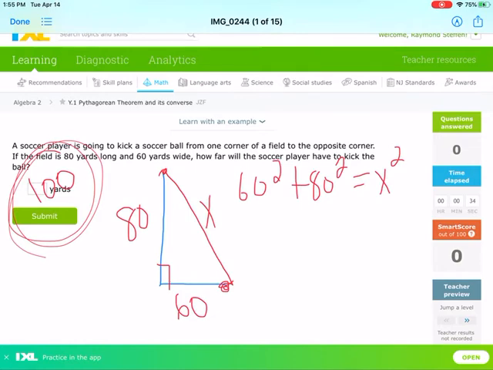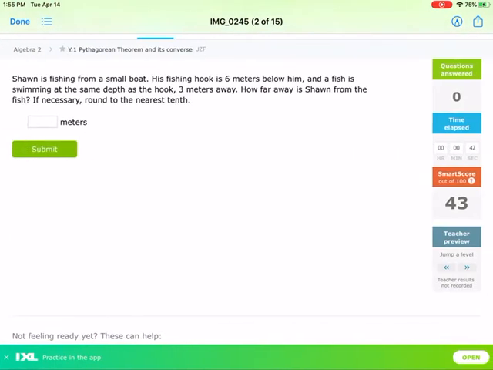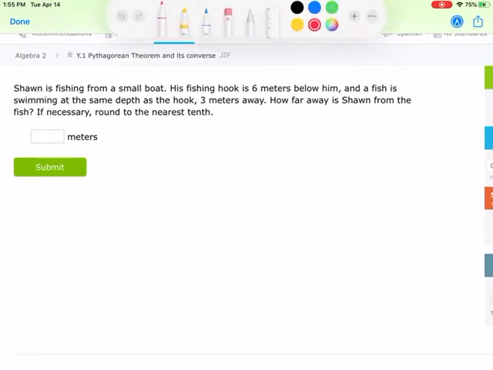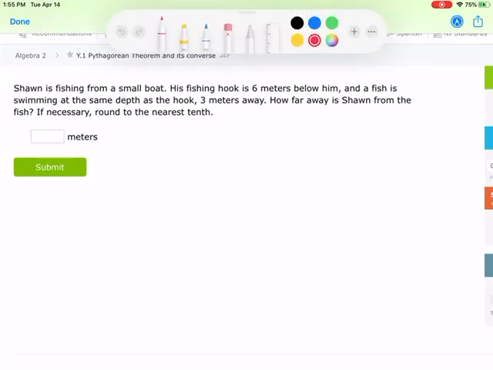That's Y1, smart score of the beginning. So smart score 43 now. Again, Y1. Sean is fishing from a small boat. His fishing hook is 6 meters below him.